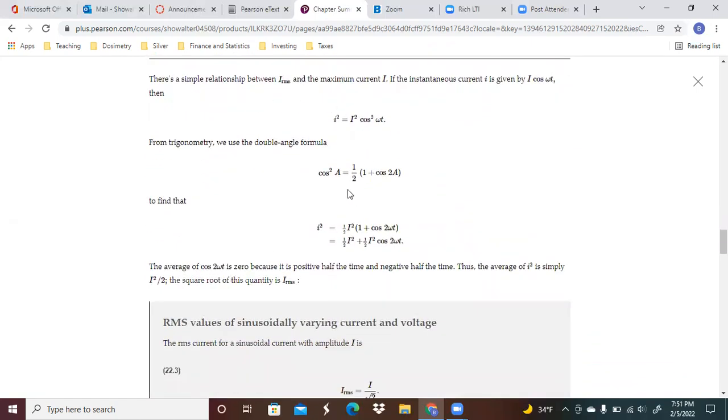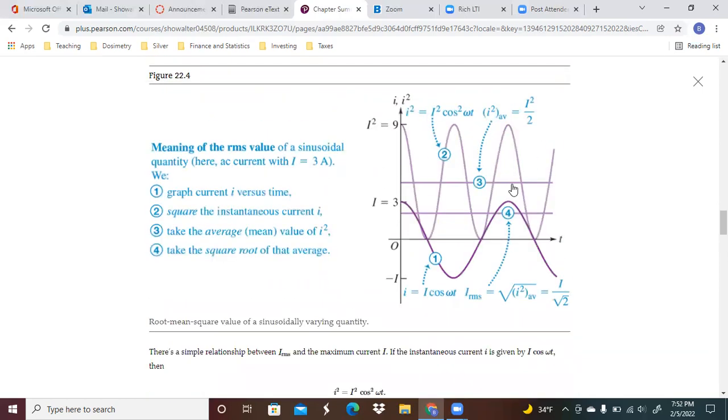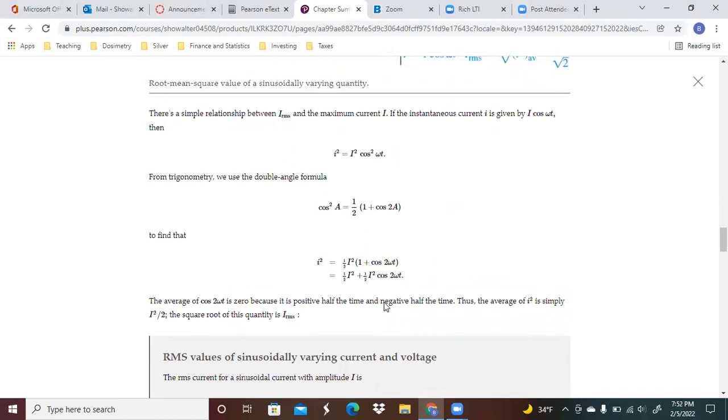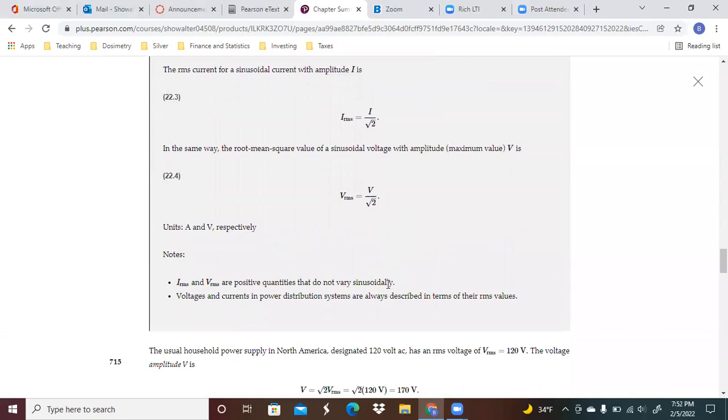So you can see all of the relationships here as they are graphically described, but these are the mathematics behind it. The same thing holds true not only for current, but also for voltage.